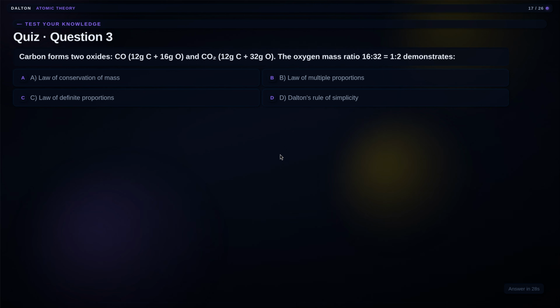The law of multiple proportions shows that when 2 elements form multiple compounds, the masses of one element that combine with a fixed mass of the other are in small whole number ratios. The ratio 1 to 2 proves atoms are discrete particles that combine in fixed numbers. If atoms were continuous, any ratio would be possible.